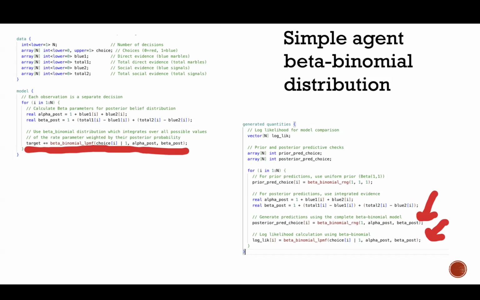That would give us a distribution, and then we could say that the target for the Bernoulli, which is a binomial with an n of 1, Bernoulli LPMF is choice given rate. Right? So we would infer the full underlying distribution of rate in the beta, and then we would feed that rate to the Bernoulli.